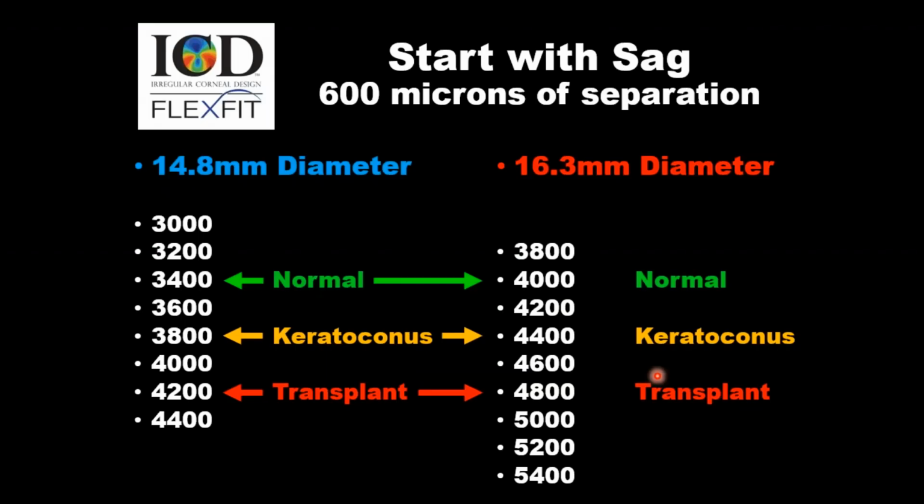Now, when you look at your trial set, consider that your trial lens large and small is separated by about 600 microns. So if I put on the 3400 micron lens and it's just not clearing the peripheral cornea, I need a bigger lens. I just go 600 microns higher and that will tell you the appropriate 16-3 lens. Or conversely, if I put on the 4400 keratoconic lens and it looks like a monster on a small cornea with keratoconus, then I'll just subtract 600 microns and I pull out the 14.8 millimeter lens.